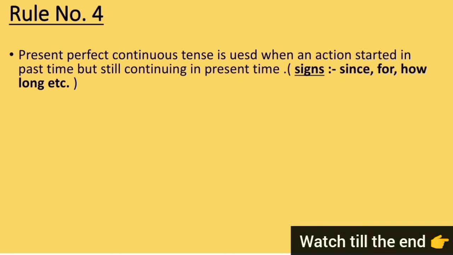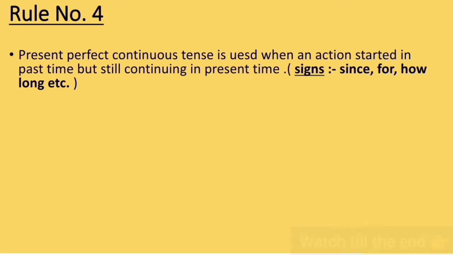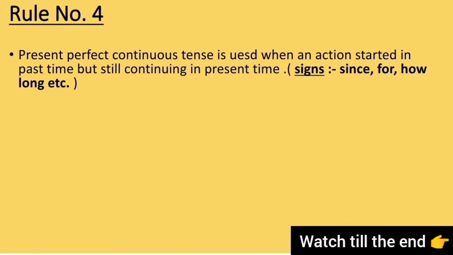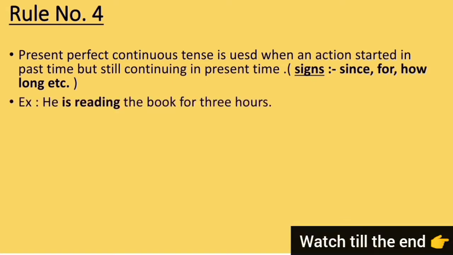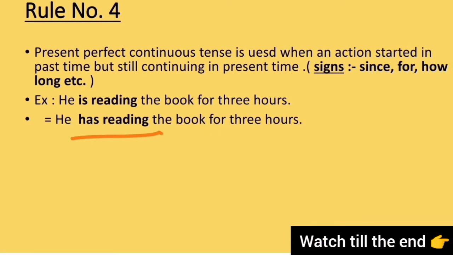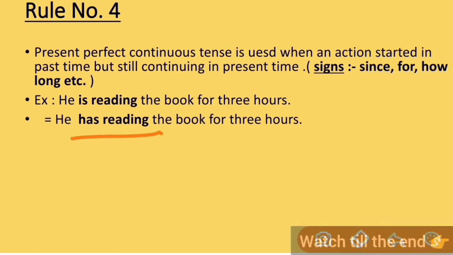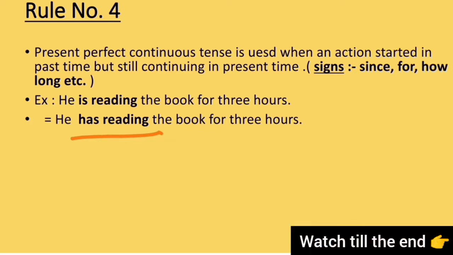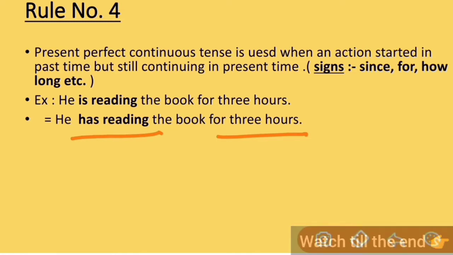Next, rule number 4. Present perfect continuous tense is used when an action started in past time but is still continuing in present time. Look at the example. It will be "has been reading" because it started 3 hours before.